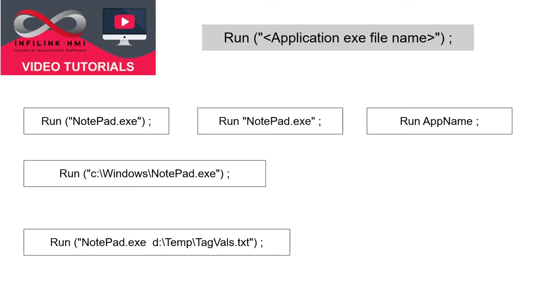You can start other applications along with Infilink by putting the Run script command in the project on startup event. You can also use the Run script command on button click events or on alarm events and so on, but you should avoid using the Run script command in scripts which are repetitively executed.